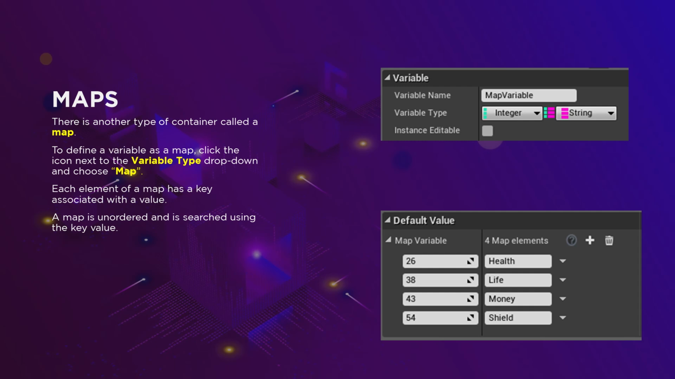There is another type of container called the map. To define a variable as a map, click on the icon next to the variable type dropdown and choose Map. Each element of a map has a key associated with a value. A map is unordered and is searched using the key value. In computer science, this is normally known as a key-value pair.